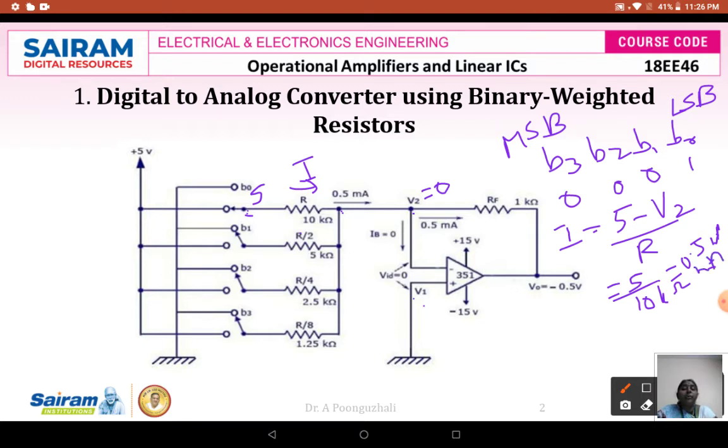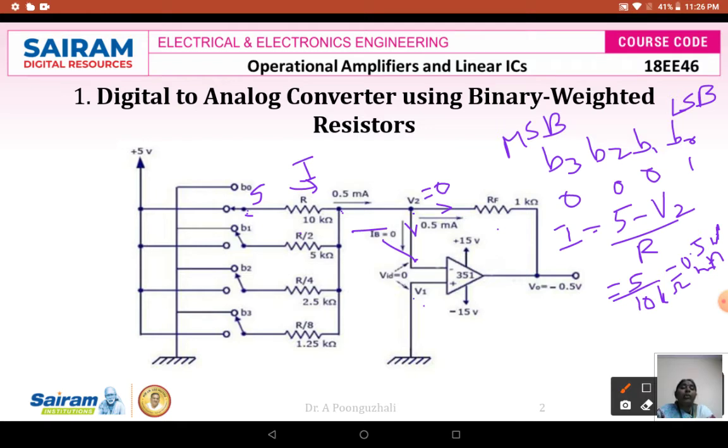When this 0.5 milliamps flows here, it could get divided between the input terminal and the feedback resistance. But we know that the current drawn by the input terminals of the operational amplifier is negligible. So the same current flows through your RF. That means the same 0.5 milliamps flows through this RF resistance.